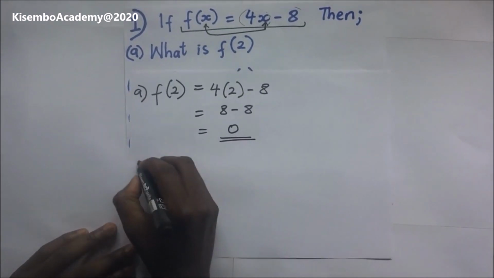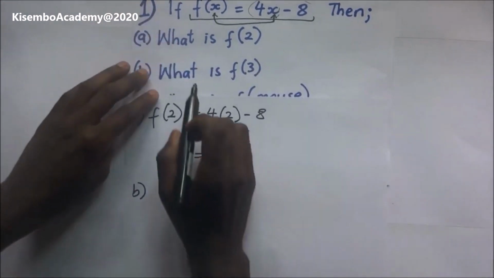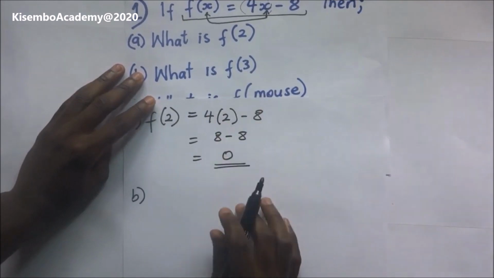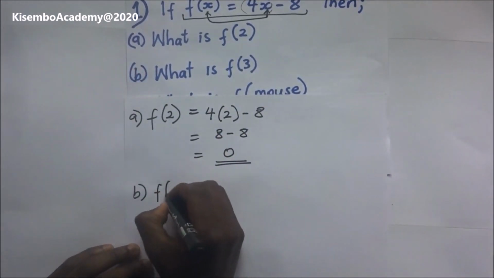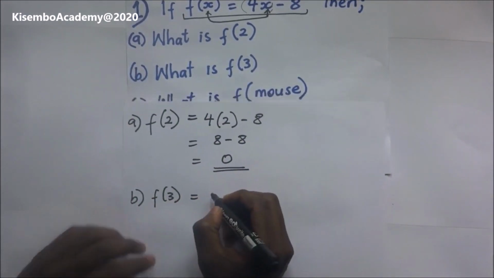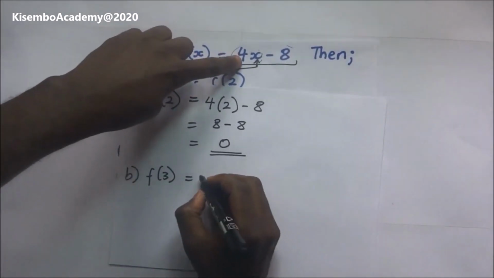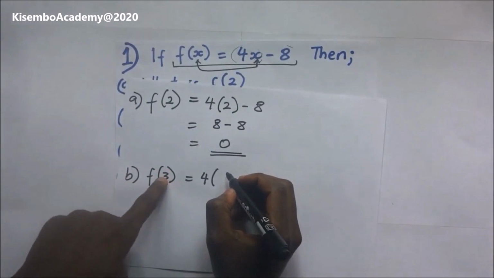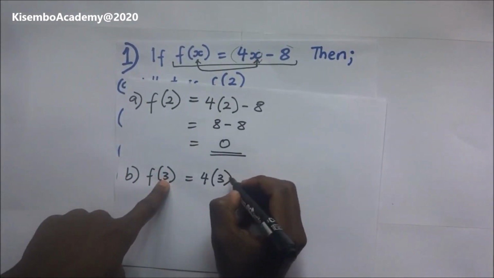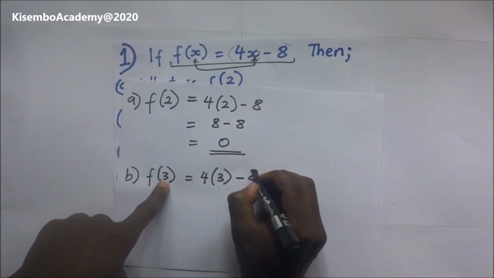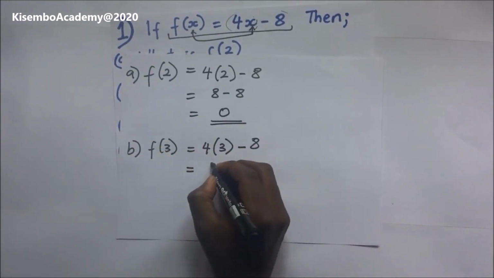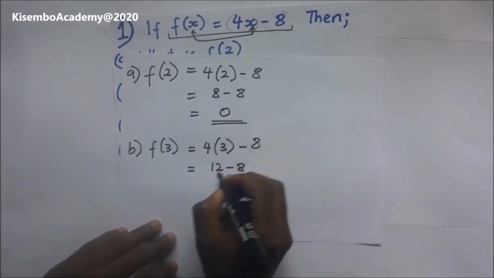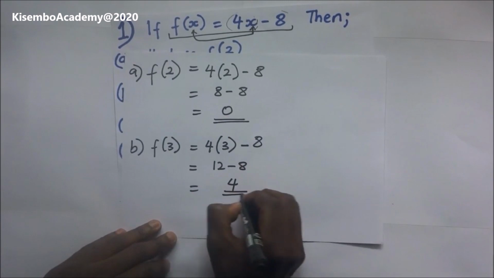Let's get to part B. Part B is what is f of 3. We are going to do it like before. f of 3 means that it's going to become 4 times our value of x, in this case 3 in the brackets, minus 8. And this is going to become 4 times 3 is 12 minus 8, and our answer right there is 4.